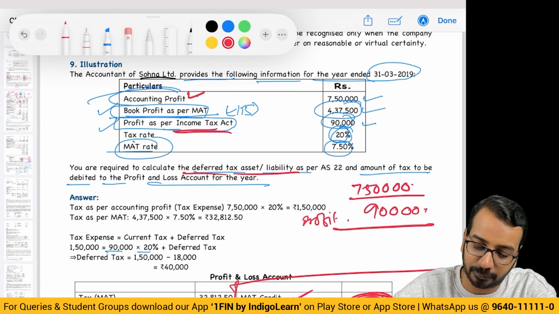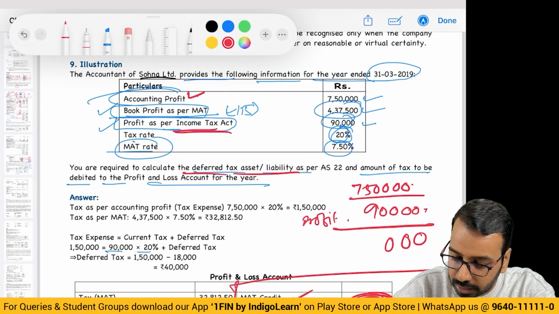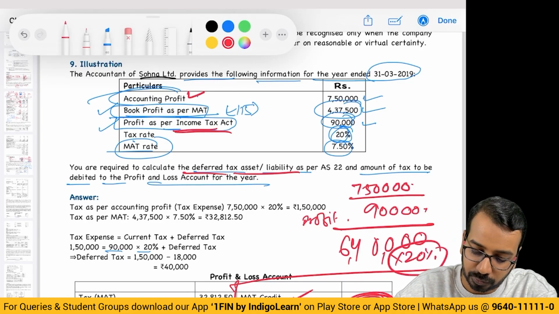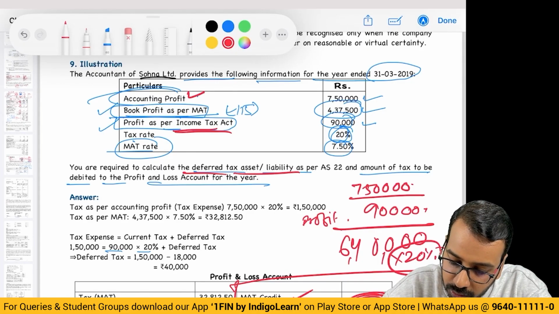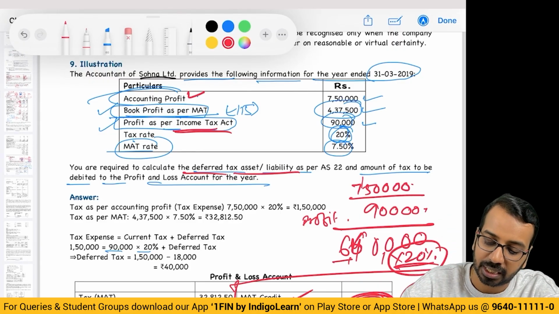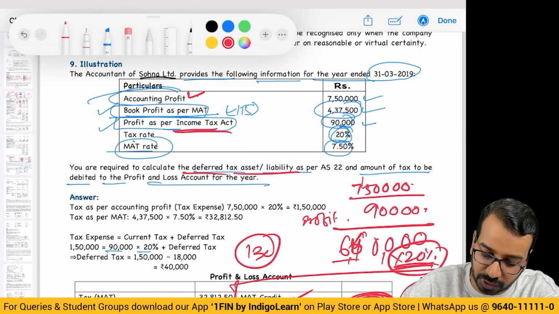75 minus 9 is 64. 6,40,000 is the difference. On this I have to apply 20%. Sorry, 75 minus 9 is 66,000. 20%, 66 into 20% is 132. So 1,32,000 is my deferred tax expense.